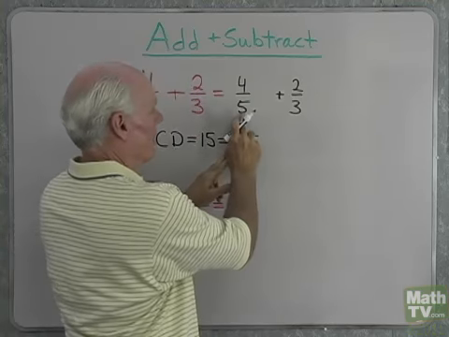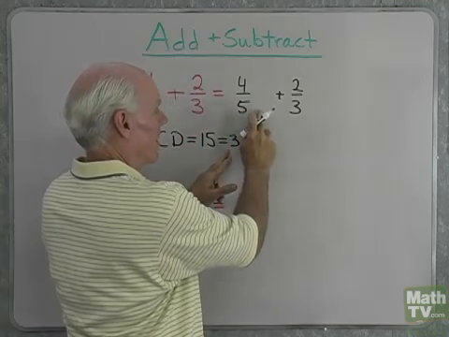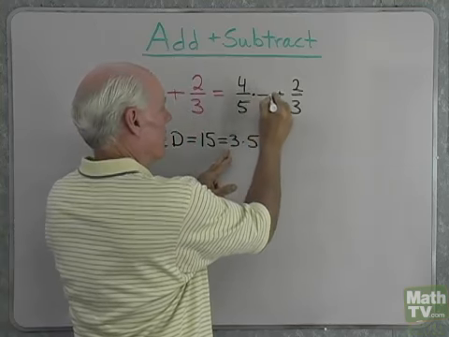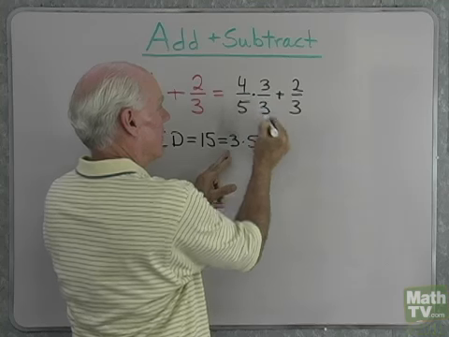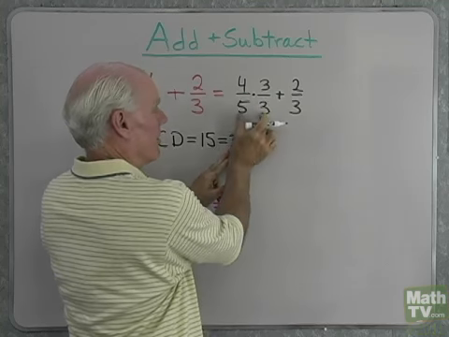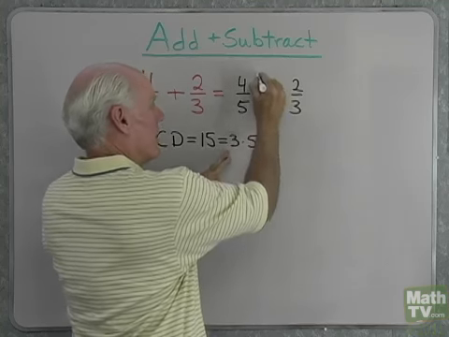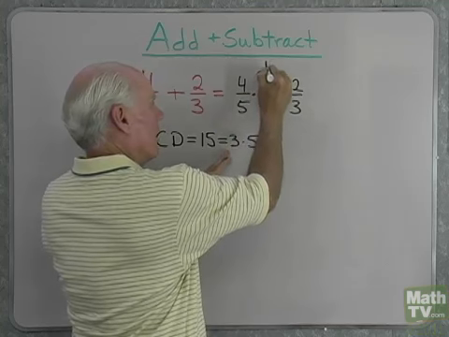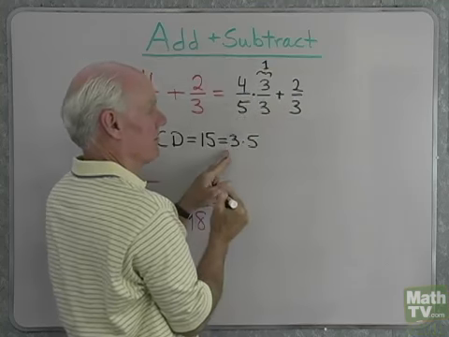Well, when I look at this denominator 5 and I want to end up with the denominator of 15, I know I have to multiply this by 3 over 3. That will give me a denominator of 15, but since I'm multiplying by the number 1, I know I won't change the value of this fraction.